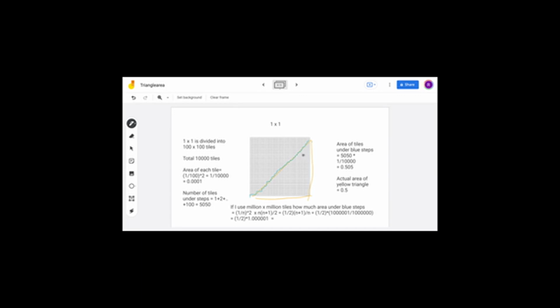Just look at this page. Who wants to recap this? Anyone? I can help. Don't worry if you're not able to figure it out. We found the area under the steps. How did you find the area under the steps?